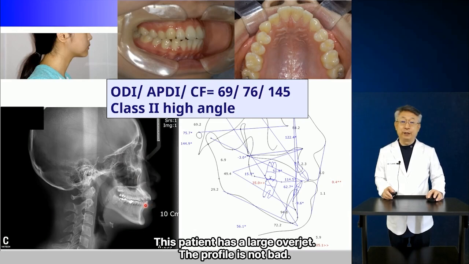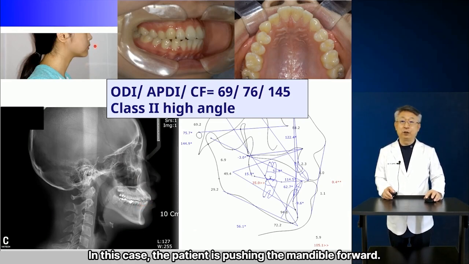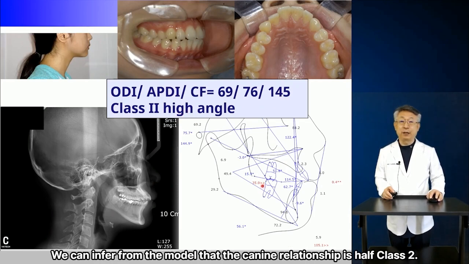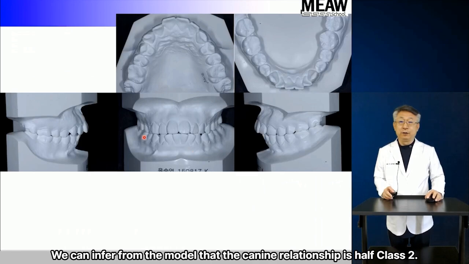This patient has a large overjet. The profile is not bad. In this case, the patient is pushing the mandible forward. ODI 69, APDI 76, and CF 145 means Class 2 high angle. We can infer from the model that the canine relationship is half Class 2.